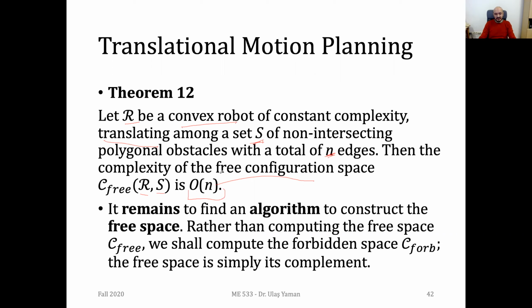So now what we are going to do, if you somehow determine the free space, construct the free space, then we can follow the same approach we have used in the trapezoidal map. But instead of computing the free space directly, what we are going to do is quite easy: determine the forbidden space. And this forbidden space is related to the Minkowski sums of the obstacles. If you determine this forbidden space, then you can simply take its complement from the bounding box and determine the free space where your robot can actually move.